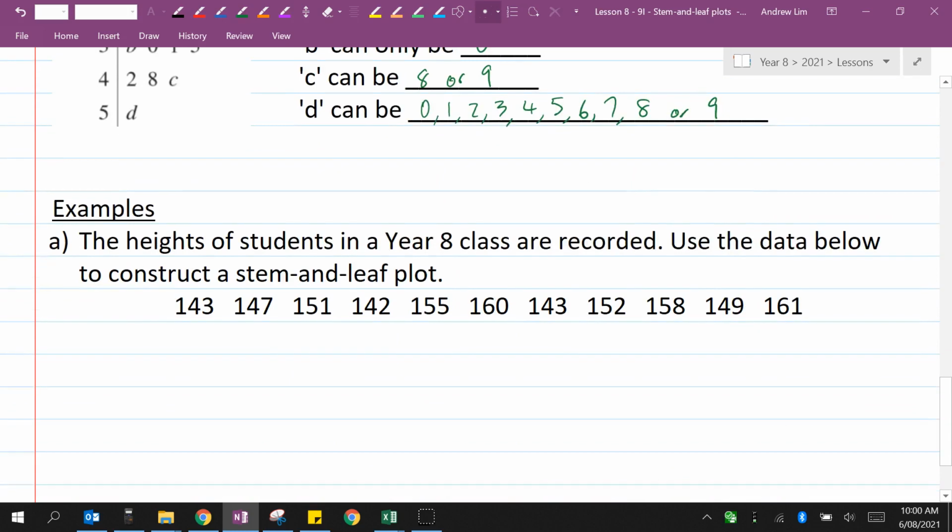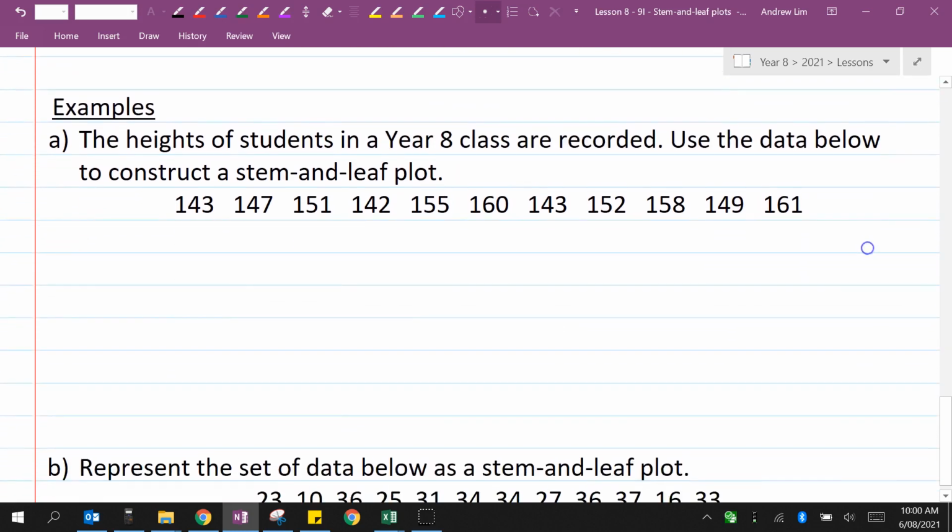Alright, let's have a look at some examples on how to construct them. So the heights of students in a Year 8 class are recorded. Use the data below to construct the stem and leaf plot. Now what I like to do is I like to find the smallest and the largest score. So let's see what looks like the smallest one. I think it's 142. I think 142 is the smallest. And the largest score, I think, is 161.